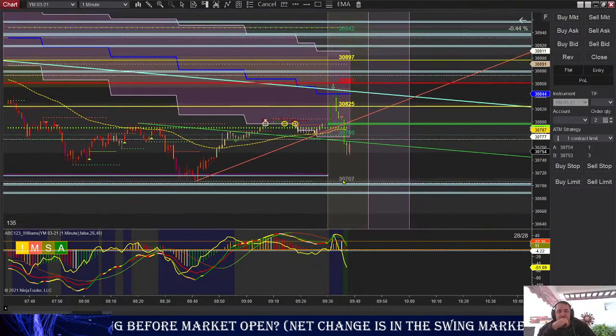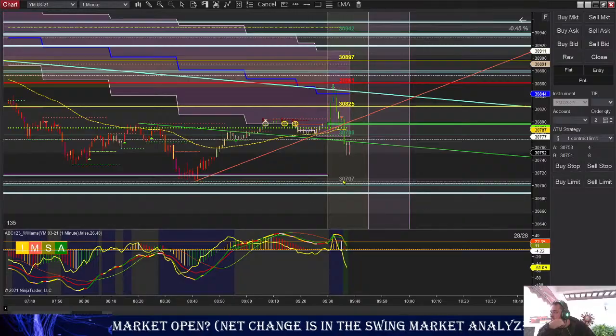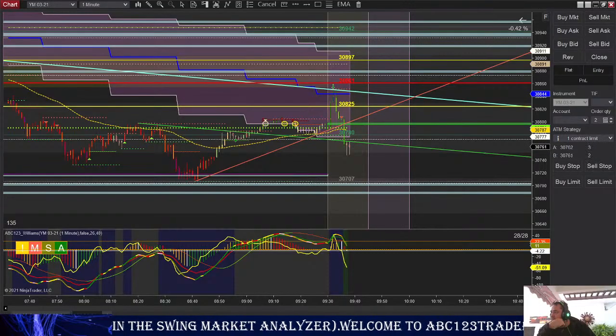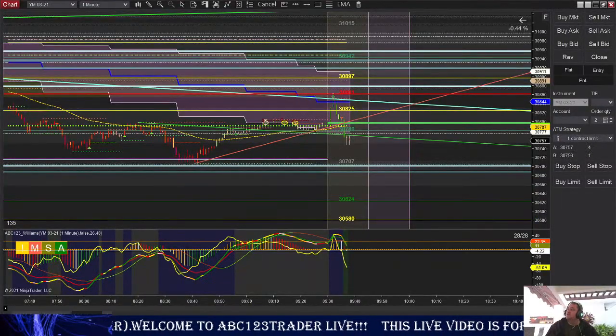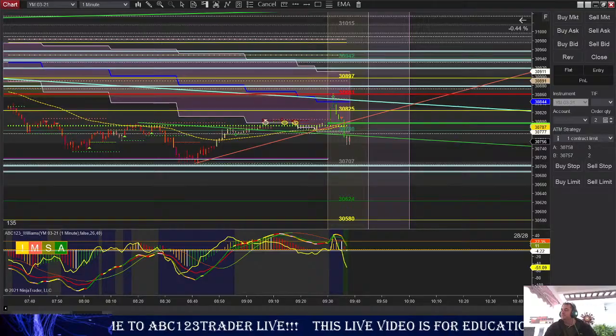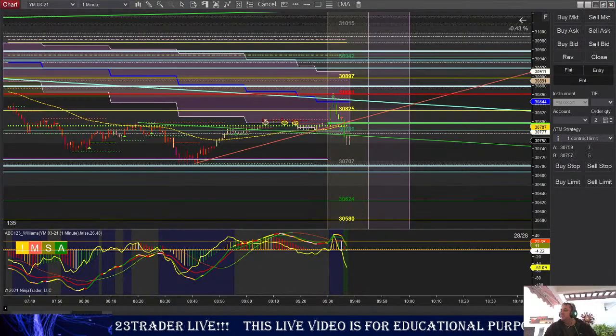Area of interest would be 1307.07. I'm going to take it a little bit higher. If I make 20 ticks, great. And we'll keep on going from there. And then I want to show you this 10 o'clock trade if it does come into fruition. Let's see what's happening here.